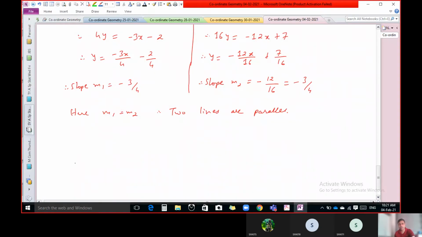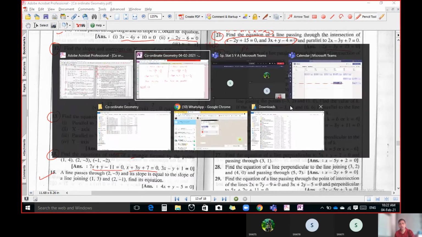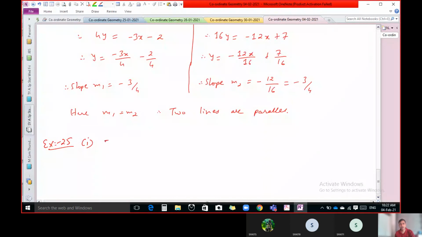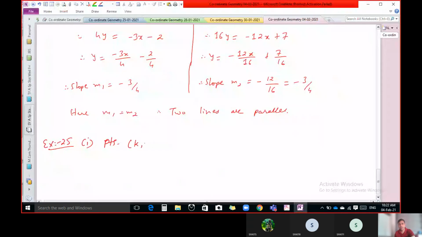Okay, 25 first. See the question. The line joining the points (k, 3) and (-2, 1) is parallel to the line joining this and this. Find the value of k. The line joining 2 points. So 2 points are given. One is (k, 3) and the other is (-2, 1).